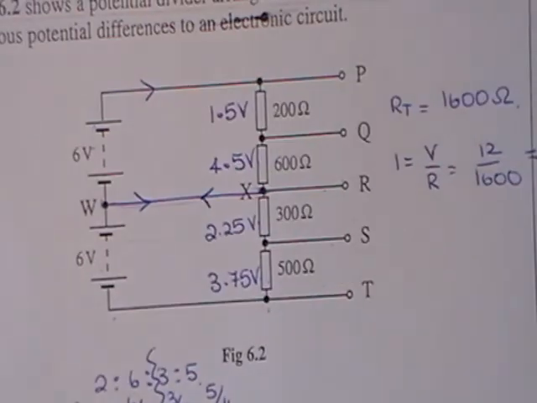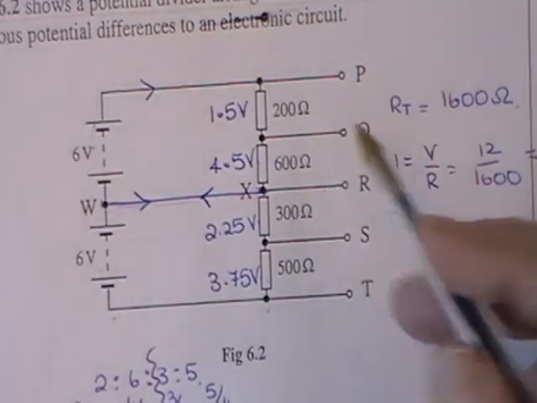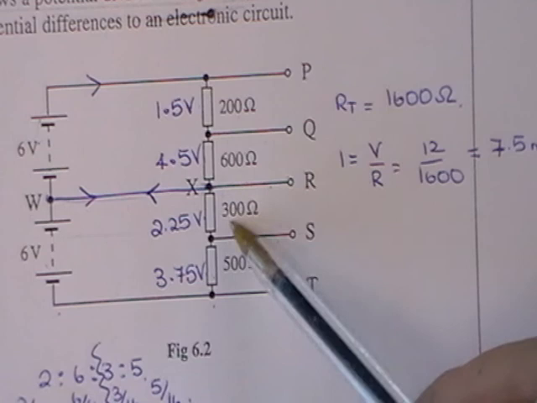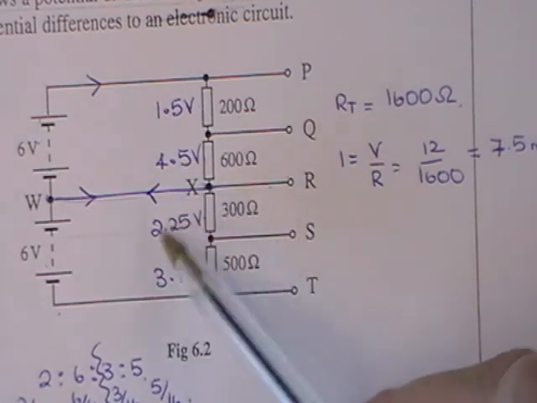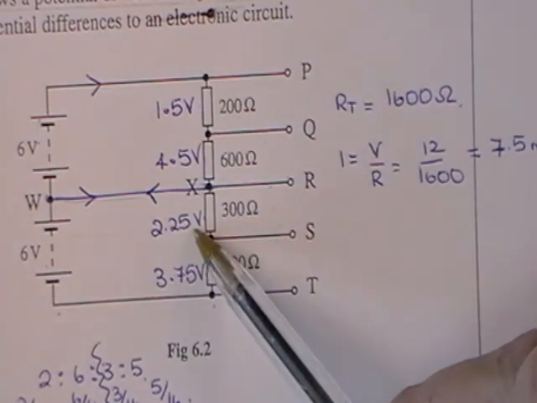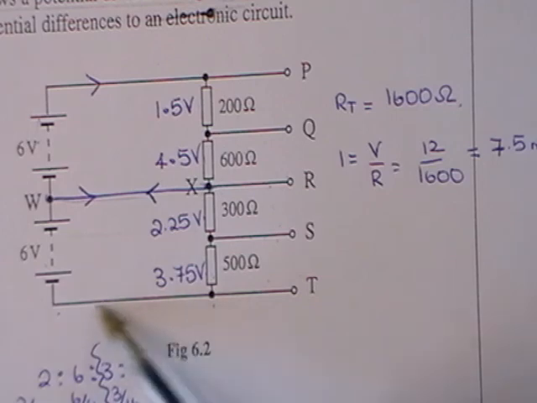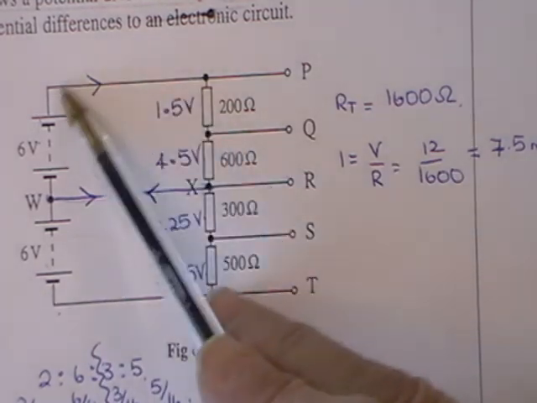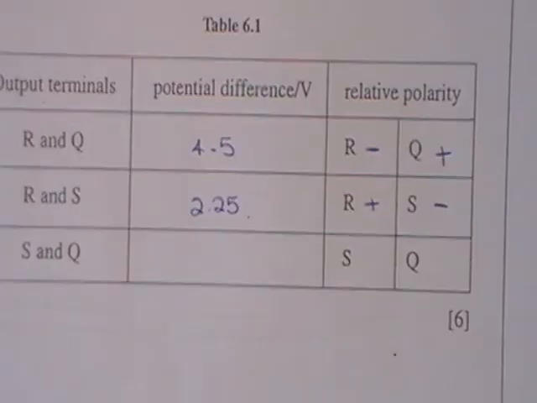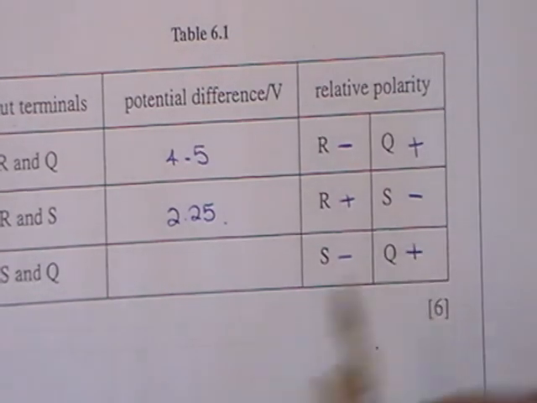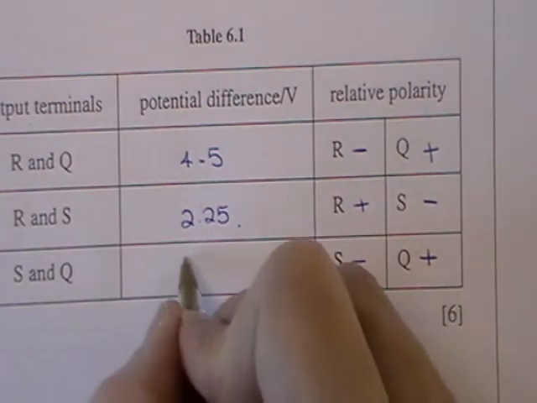Okay, S and Q then, so we'll go back here again. Between S and Q is here. So we've got the addition of the two resistors in here. That's 4.5 plus 2.25, and that gives you a total of 6.75. S is going to be negative and Q is going to be positive. So minus and plus, and the total addition was 6.75.